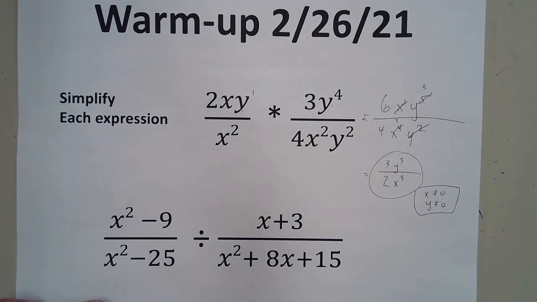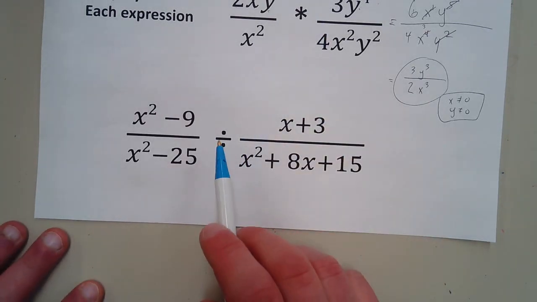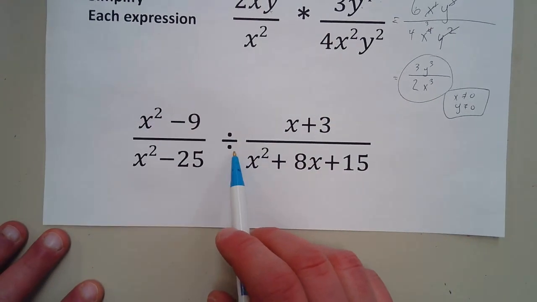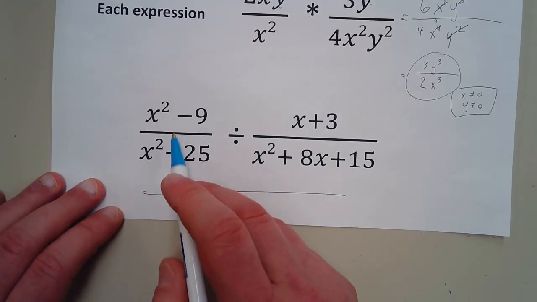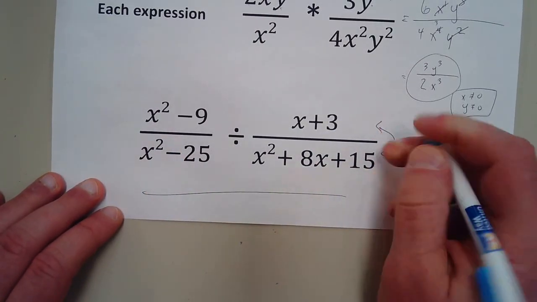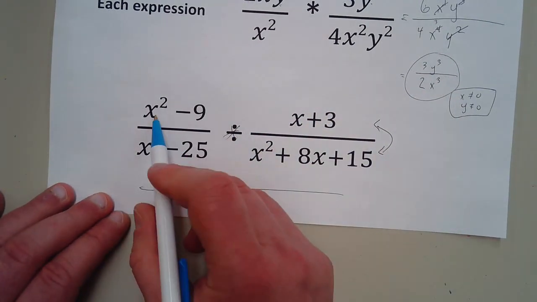All right, so for our next one here, this is a division problem. Pay close attention to your signs. Division means we want to rewrite it as a multiplication problem. So I'm going to set it up as just one big fraction, and as I do it, I'm going to go ahead and get everything factored. But what we're going to do is invert this to change this to a multiplication problem. So I'm going to factor it as I go.